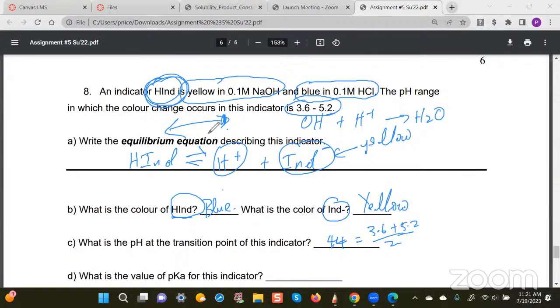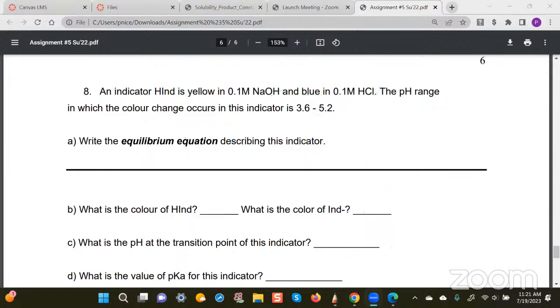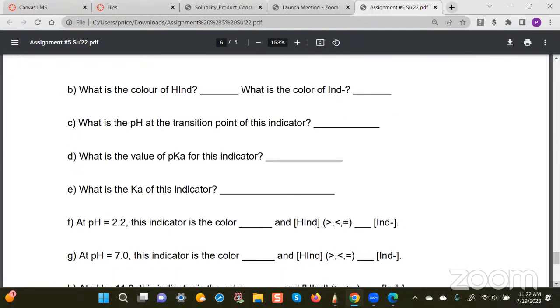Okay, let me scroll down. Well, let me clear this first. And then scroll down. Okay, so now we're at D. D says, what is the value of the pKa for this indicator?